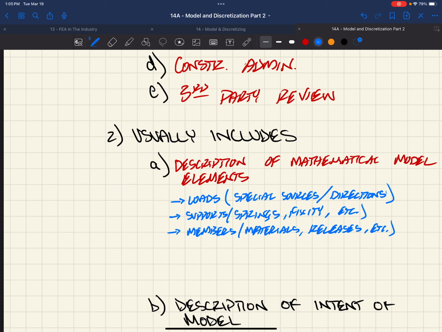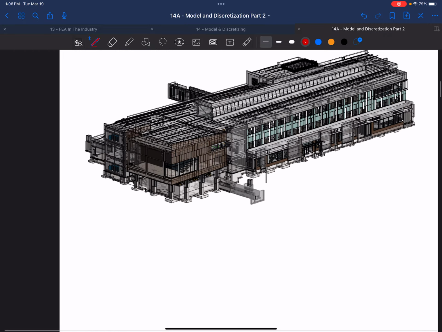That's where I would say that 3D views or renderings are very helpful in depicting all of our model elements. And that's what some of this included information here is.